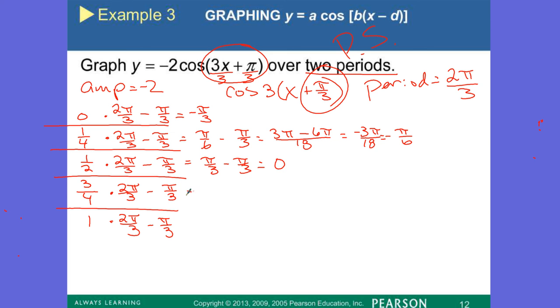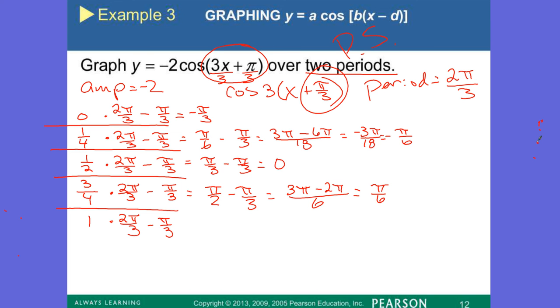Okay, next one. So 3/4 times 2 pi over 3 turns into 6 pi over 12, which is pi over 2. Very good. So pi over 2 minus pi over 3. We're doing the math right here. What do you get? 3 pi minus 2 pi over 6. Very good. So I'm left with pi over 6.